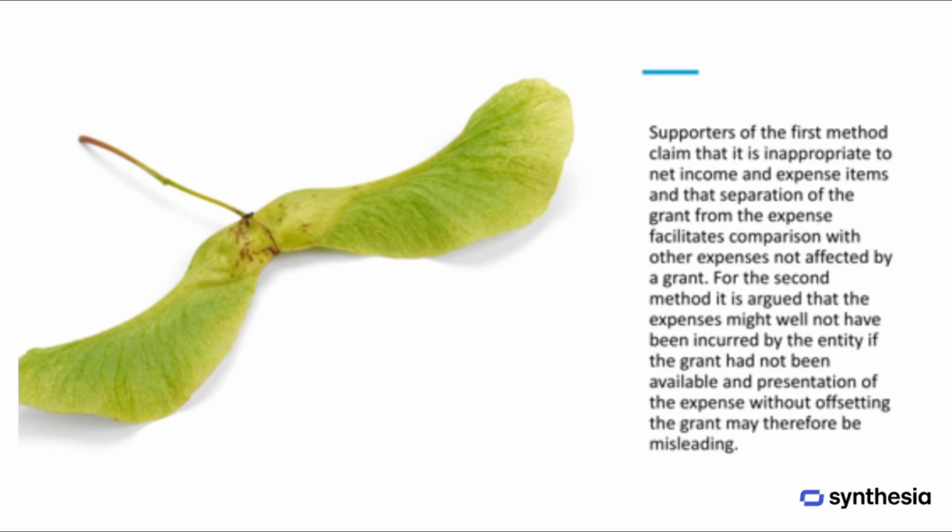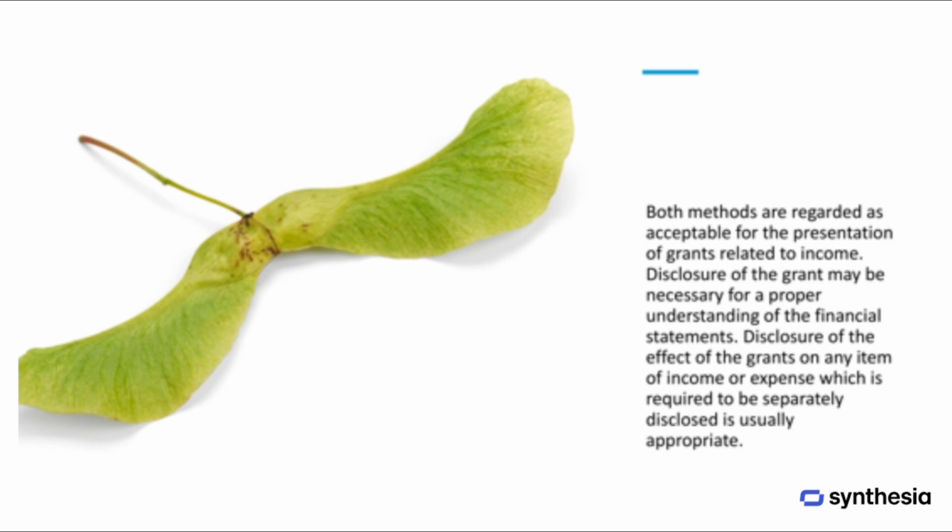Supporters of the first method argue that it's not appropriate to net income and expense items. They believe separating the grant from the expense makes it easier to compare with other expenses that are not affected by any grant. On the other hand, supporters of the second method say that the expenses might not have been incurred if the grant wasn't available. So, showing the expense without offsetting the grant could be misleading.